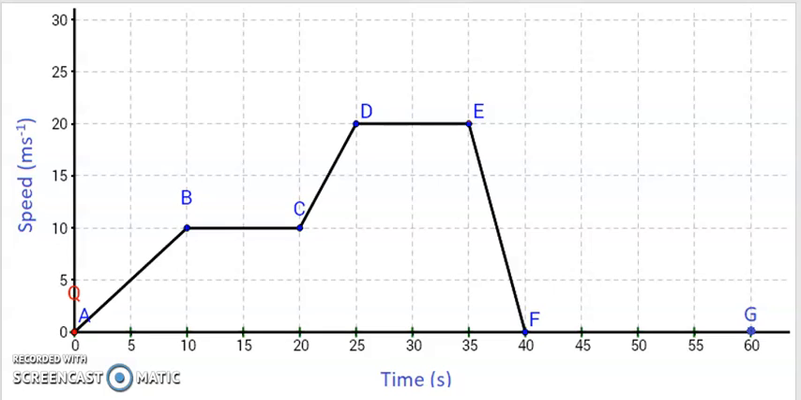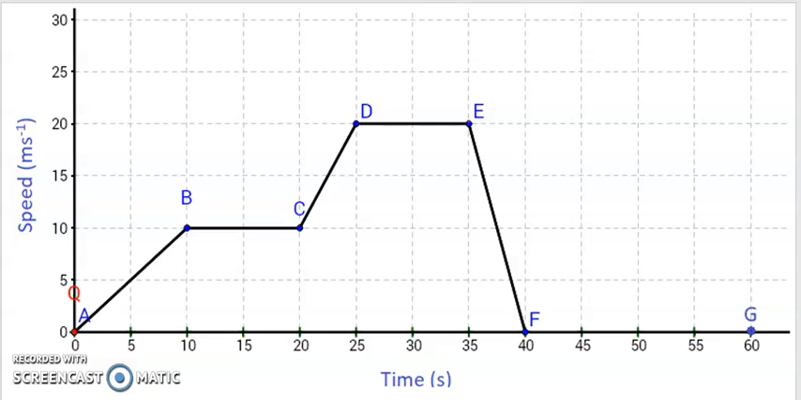Here's our speed time graph again. Now, since it shows the relationship between a person's velocity and time, we can use it to calculate acceleration. I'm going to show you how to calculate the acceleration for sections C to D and D to E. Then you're going to work out the other sections yourself.